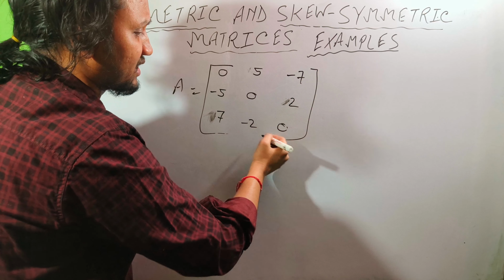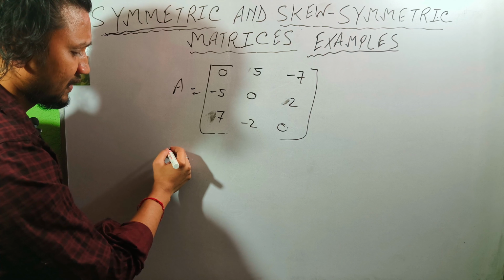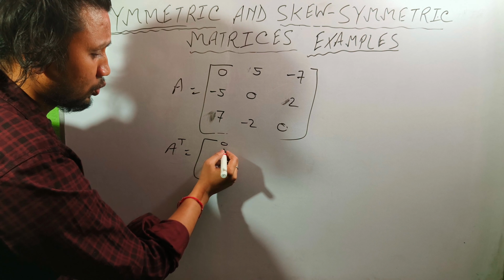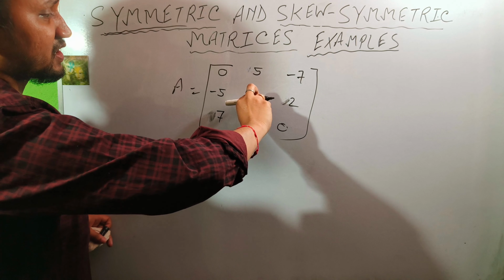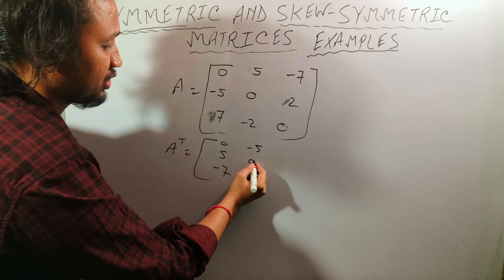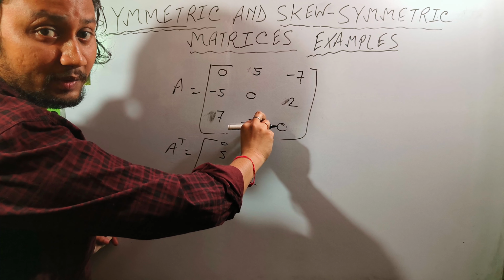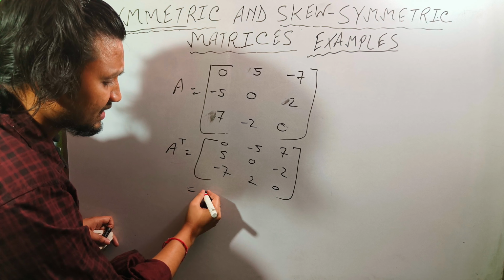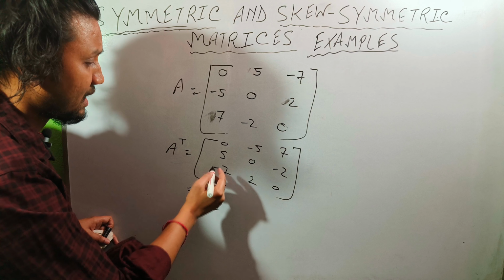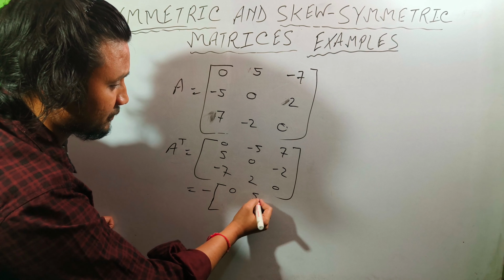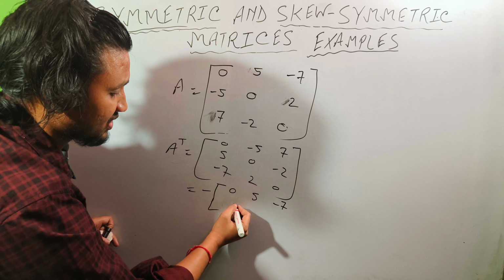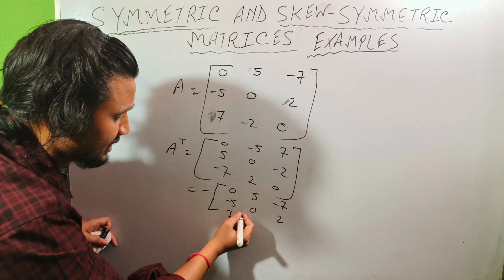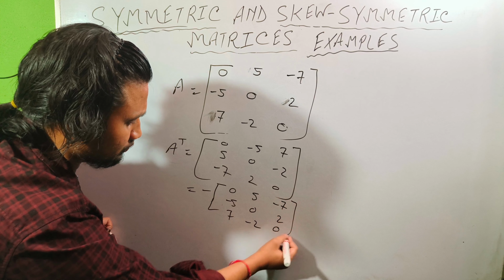Okay, now let's check, is it a skew symmetric matrix or not? Transpose of A is equal to 0, 5, -7, which will be changed into the first column: 0, -5, 2; and 7, -2, 0 will be the third column. Taking the minus sign as common, then we will have 0, -5 will be +5, +7 will be -7, +5 will be -5, 0 will be 0, -2 will be +2, -7 will be +7, and 2 will be -2, 0 will be 0.